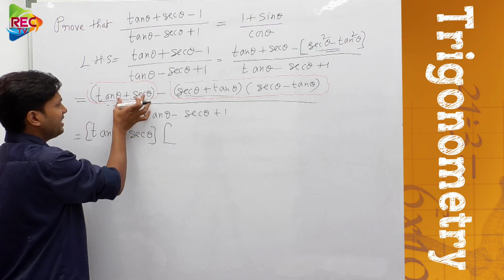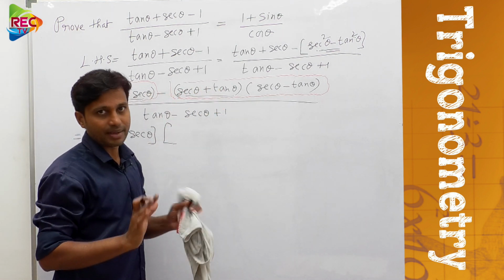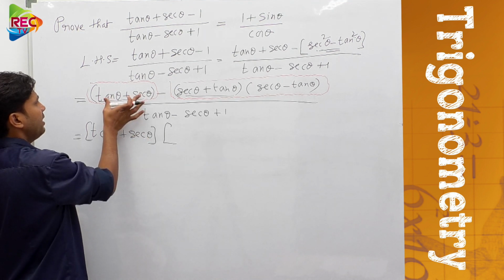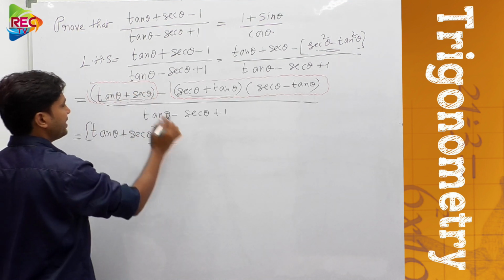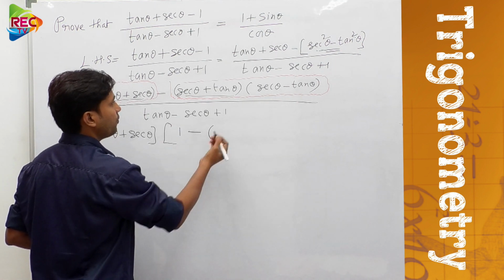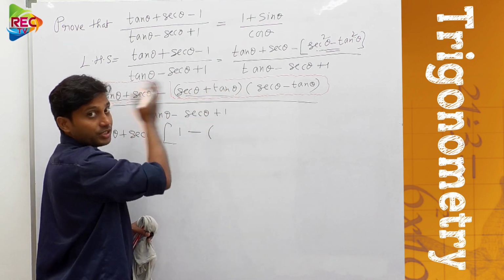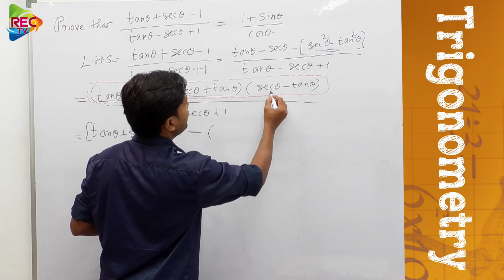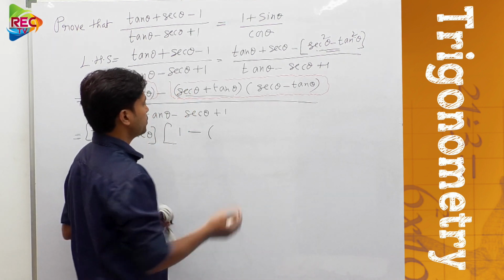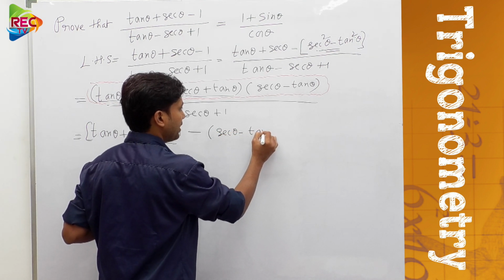Okay, here secant theta plus tan theta, or tan theta plus secant theta, meaning is the same, right? Anyways, when this is taken common, in place of tan theta plus secant theta we will get 1 minus, within the brackets. Here secant theta plus tan theta is taken outside, no? What will be left over? Here secant theta minus tan theta is left over. So secant theta minus tan theta.